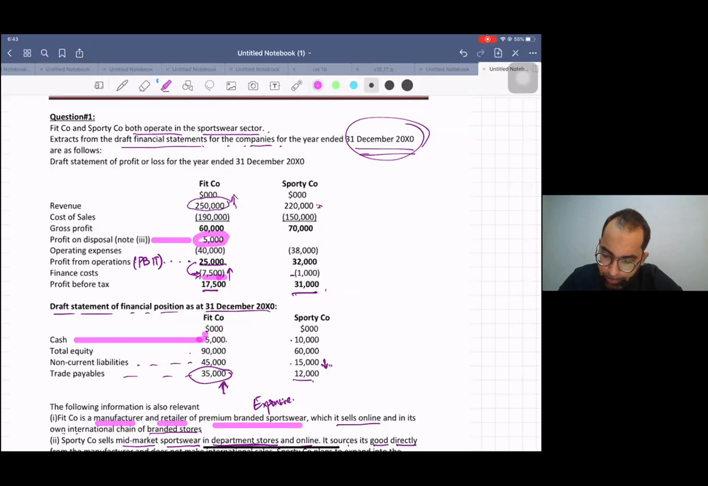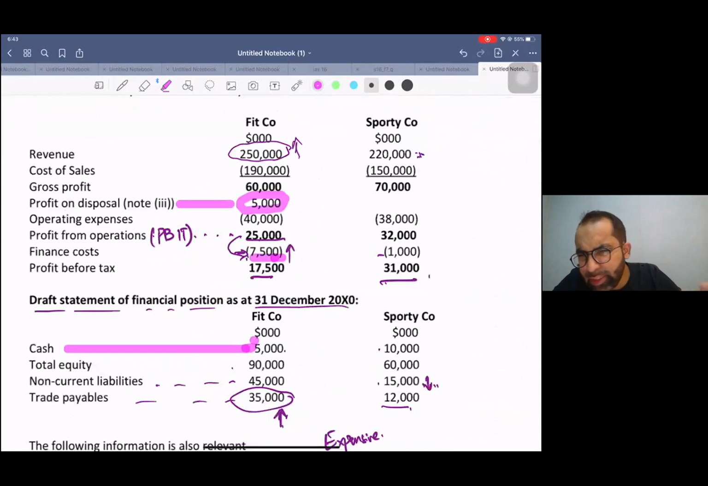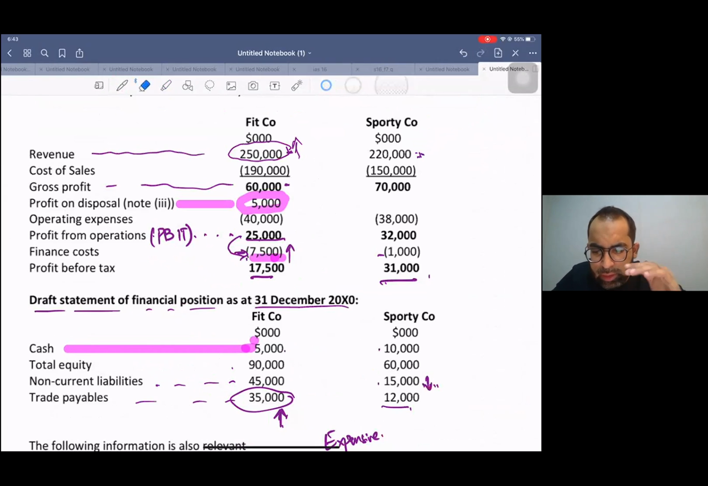Now, first of all, how do we calculate GP margin? Very simple. No tension, it's free marks. This is your GP, this is sales revenue. So we'll do GP divided by sales into 100. Here 70 divided by 220, and here we'll do 60 divided by 250. So it's not a big deal at all. GP margin is simple.